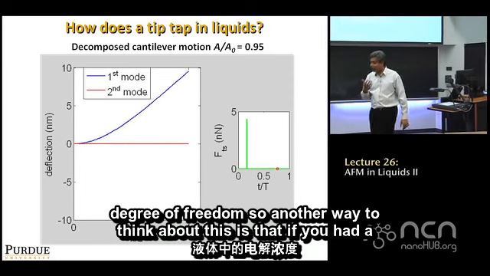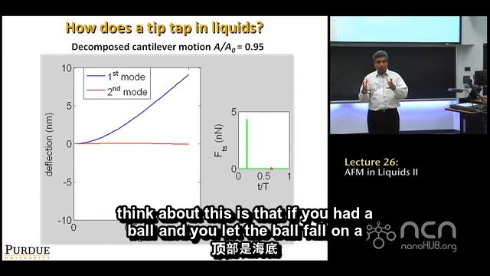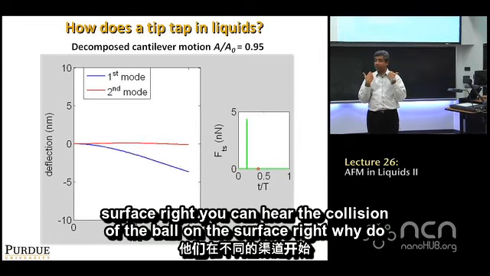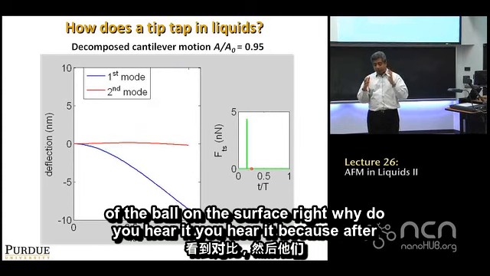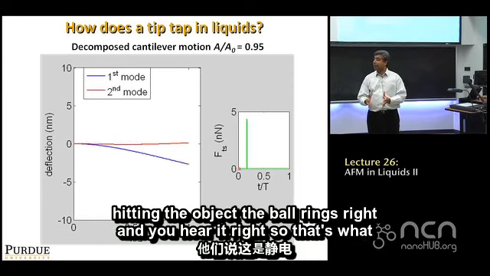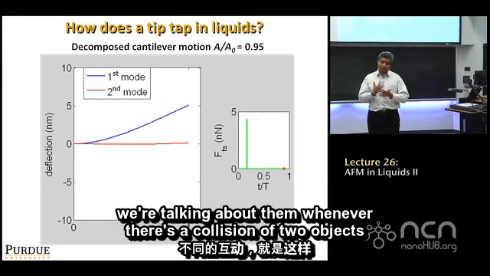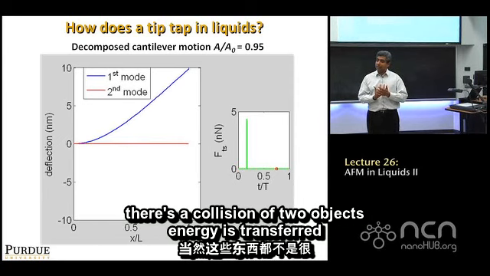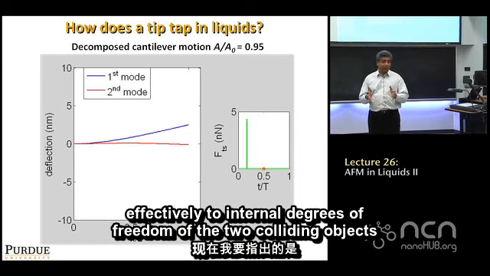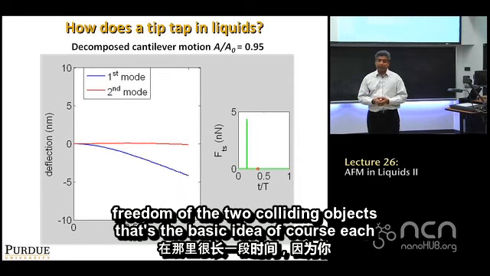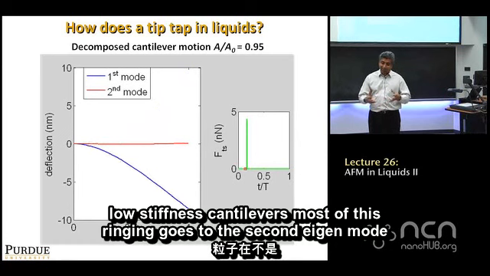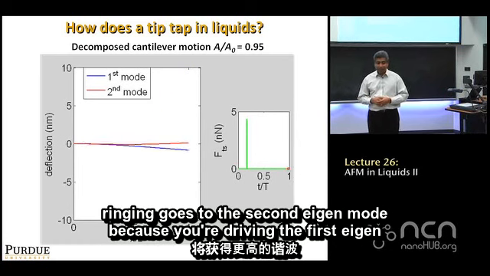Another way to think about this is that if you had a ball and you let the ball fall on a surface, you can hear the collision of the ball on the surface, right? Why do you hear it? You hear it because after hitting the object, the ball rings, right? So that's what we're talking about: whenever there's a collision of two objects, energy is transferred effectively to internal degrees of freedom of the two colliding objects. That's the basic idea. Of course, when you're dealing with soft, low stiffness cantilevers, most of this ringing goes to the second eigenmode because you're driving the first eigenmode.